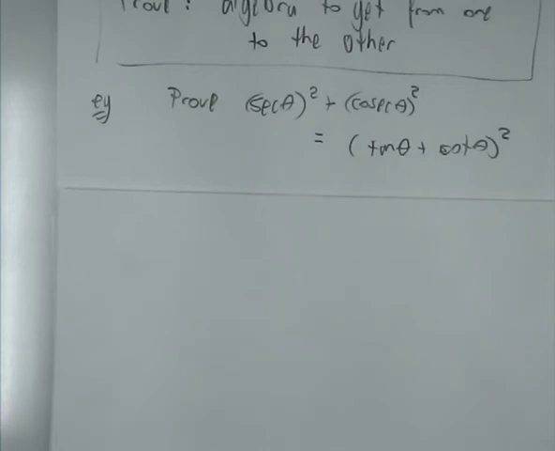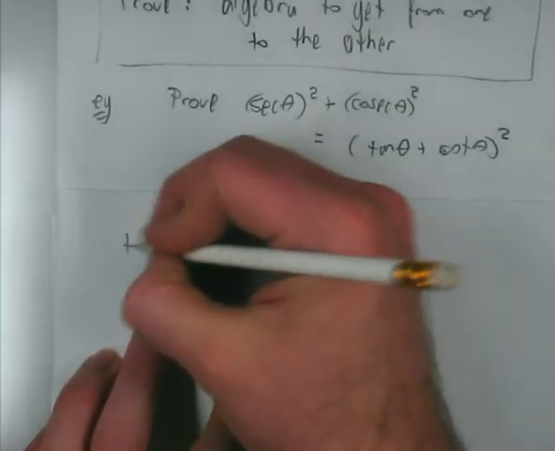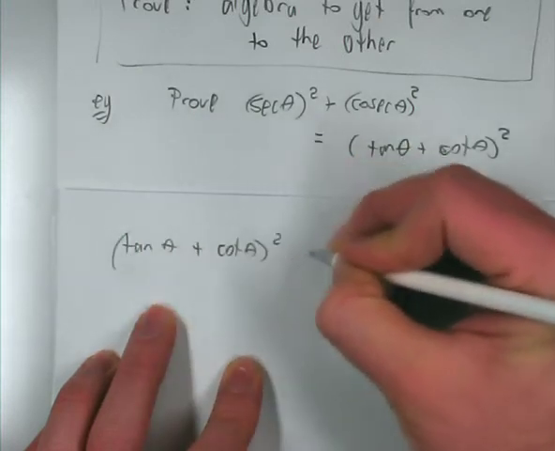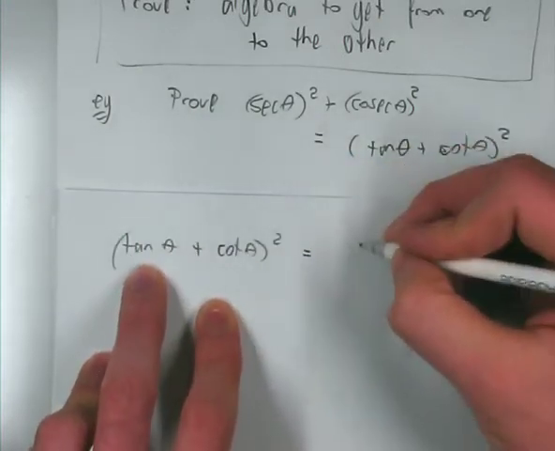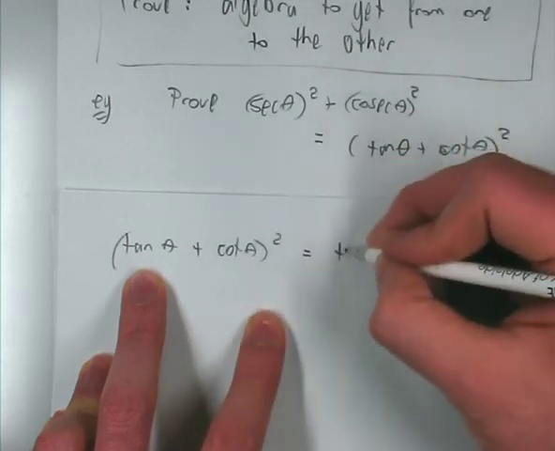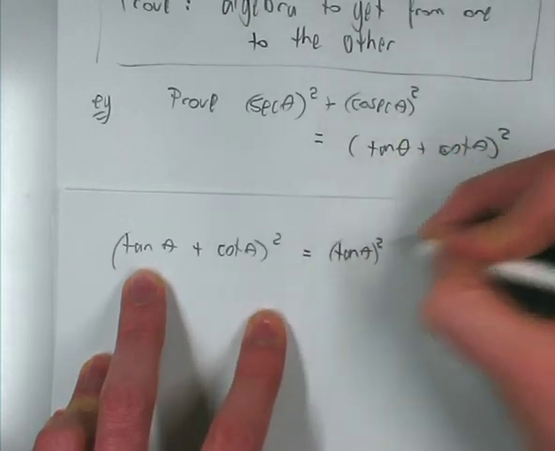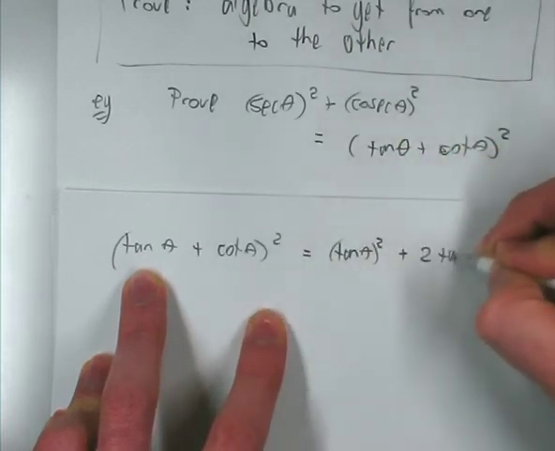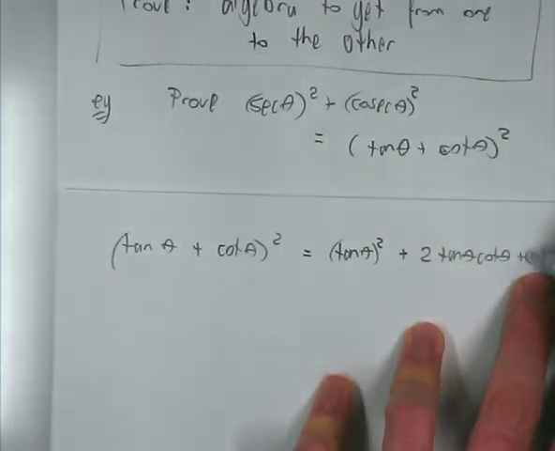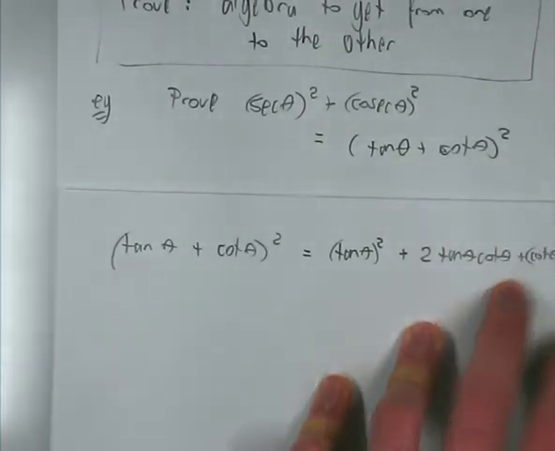Normally what you do is you start with the most complex one and try and make it look simpler, because simplifying is easier than complexifying. So tan theta plus cot theta squared. So I'm just going to expand it out, see what I get. Tan theta squared plus 2 tan theta cot theta plus cot theta squared. Awesome.